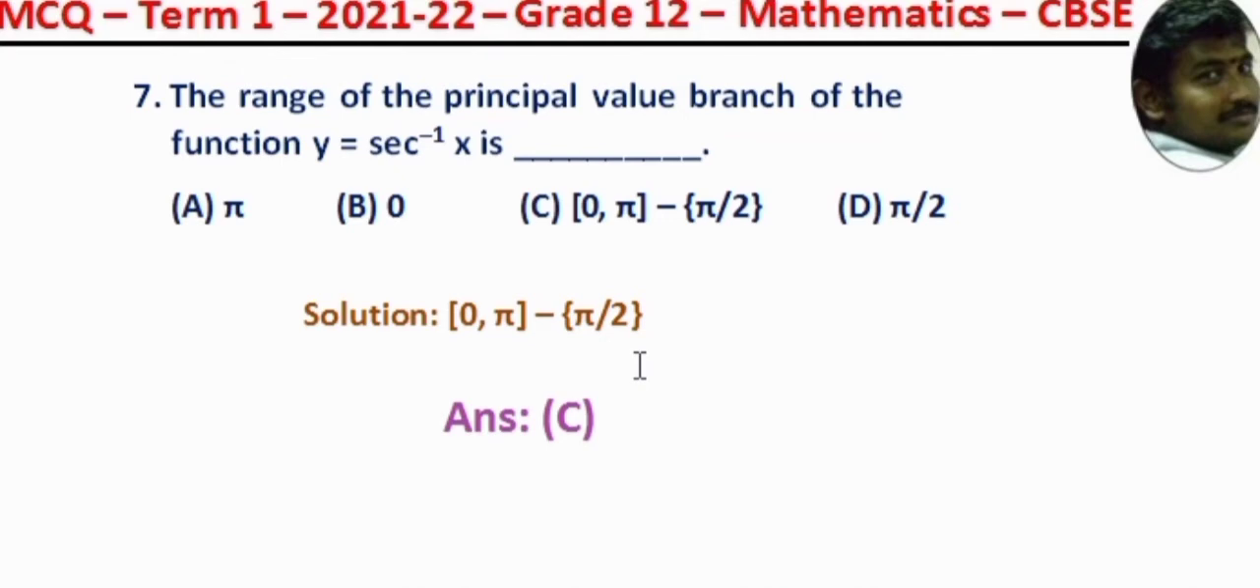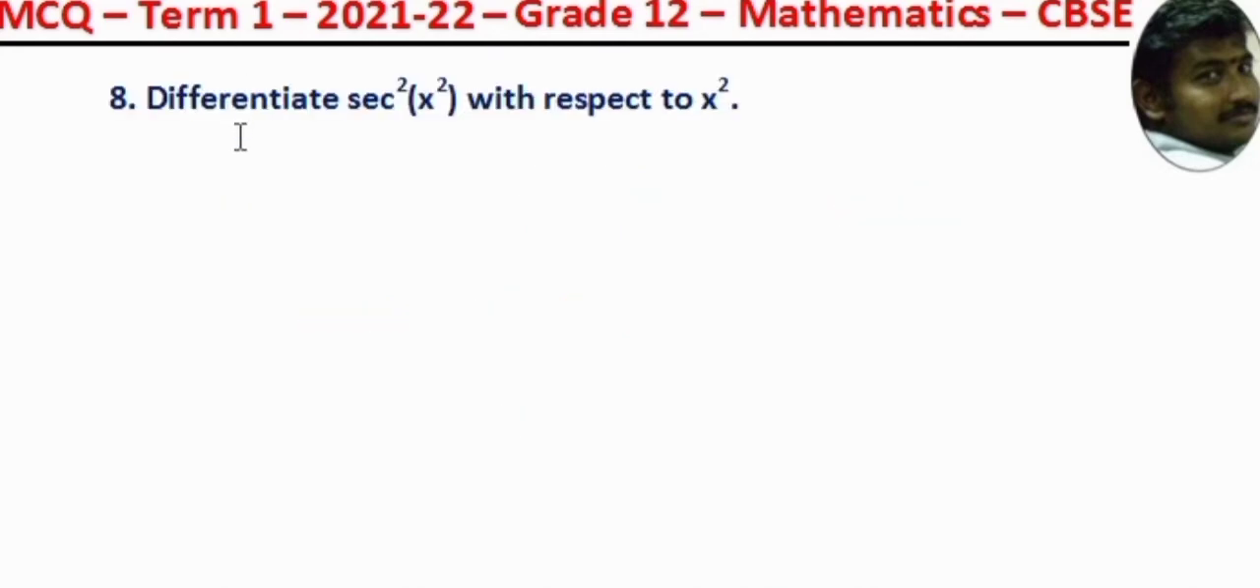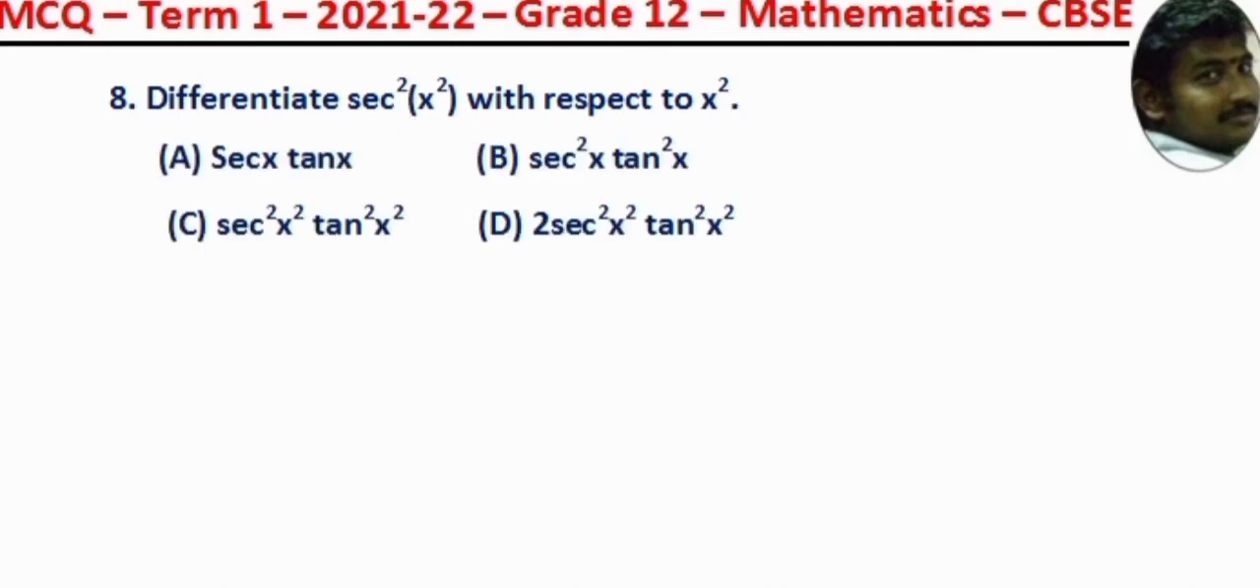Okay, hope you understand how to find this. So if you remember this interval, easily we can answer. Look at the next question. Question number 8. Determine the derivative of secant square x square with respect to x square. Mostly they ask this kind of question, x with respect to x square. Here option A is secant x tan x, option B is secant square x tan x. Sorry, square should not be there. Option C is secant square x square tan x square, not tan square. Here option D is 2 secant square x square tan x square. Okay, so these are the four options.